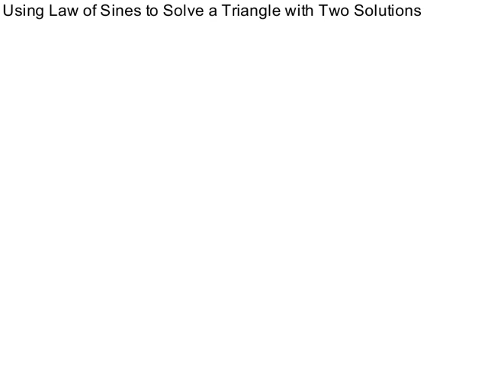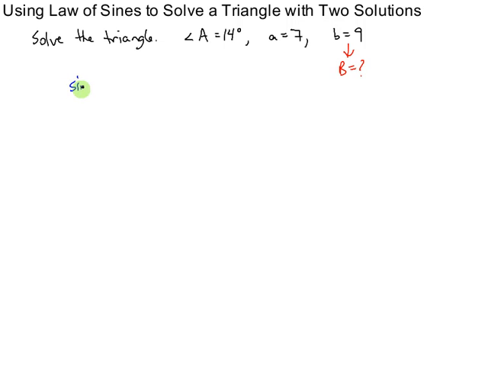Now let's look at maybe the hardest case here where you could get two possible triangles with given information, and we can see how the law of sines helps us to do that. So we have these three pieces of given information, and since the other b is missing, we'll look for angle B first. So I'll set it up as the sine of angle B over side B equals the sine of angle A over side A, and solve for angle B.